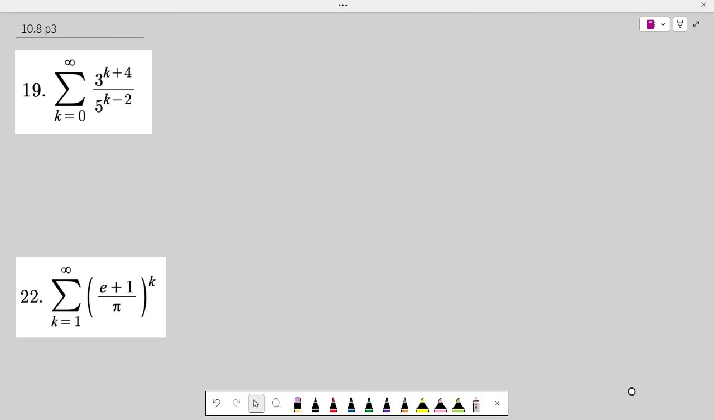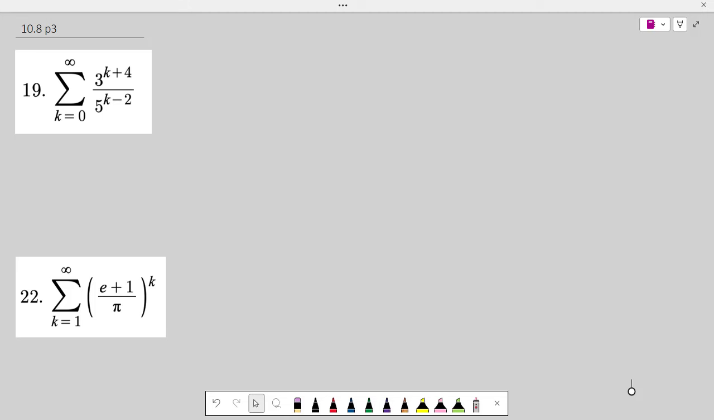So how about 19? What do you think? Comparison. There's a better way. Divergence test first. You could think about the divergence test here. This will be inconclusive, maybe it's not obvious in this moment, but if you think about 3 to the k and 5 to the k, 5 to the k grows faster than 3 to the k, so it's going to go to 0.